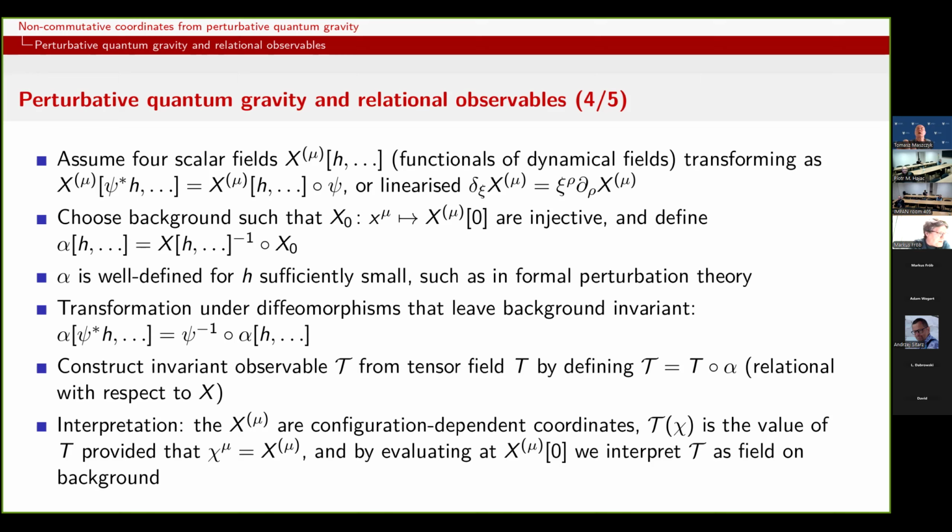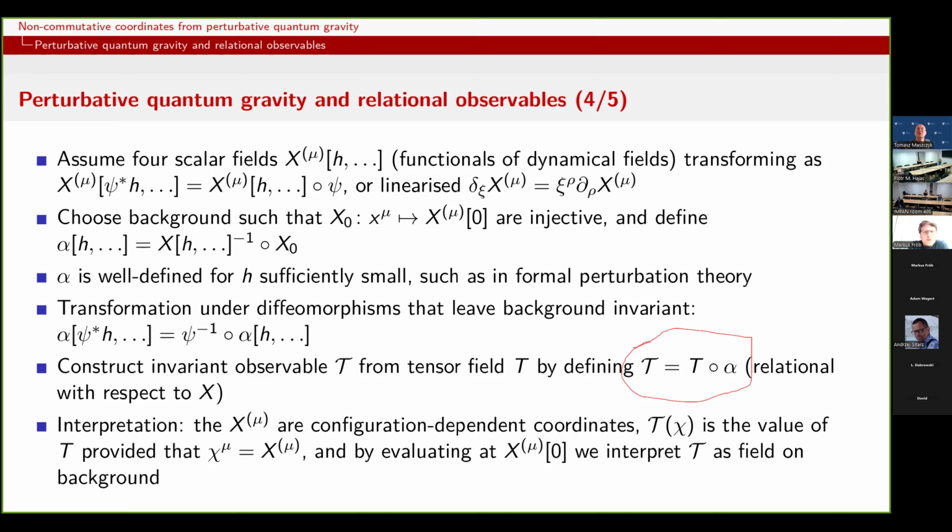Yes? Another question. What is this composition of a tensor field with a diffeomorphism? Where? This penultimate line: calligraphic T is equal to this Latin capital T, and then the sign of composition, times alpha. Could you explain this? What do you mean by that?